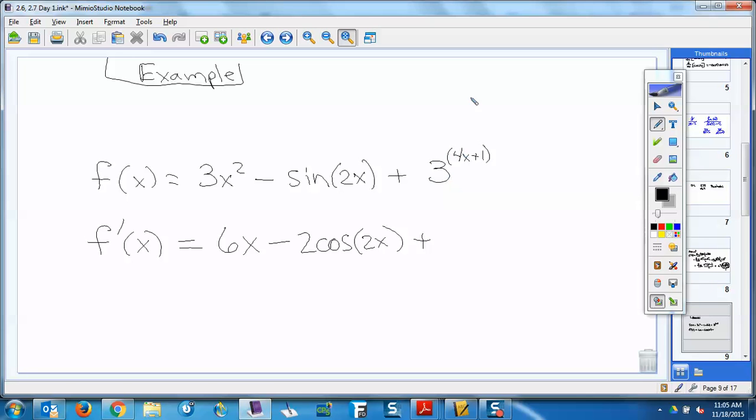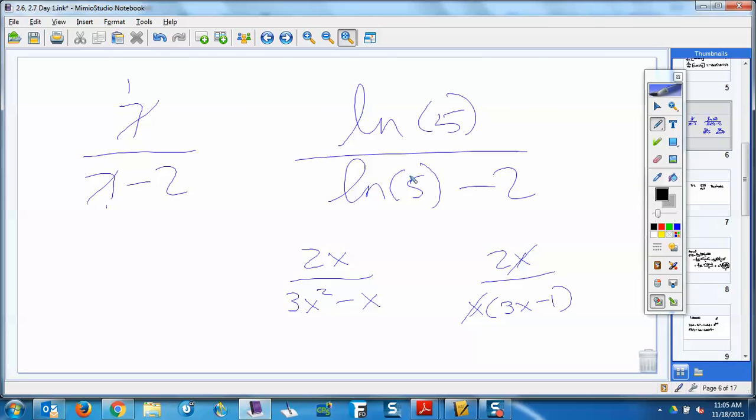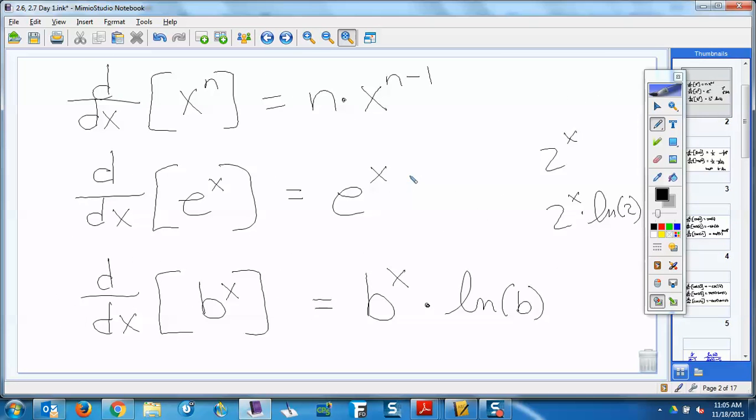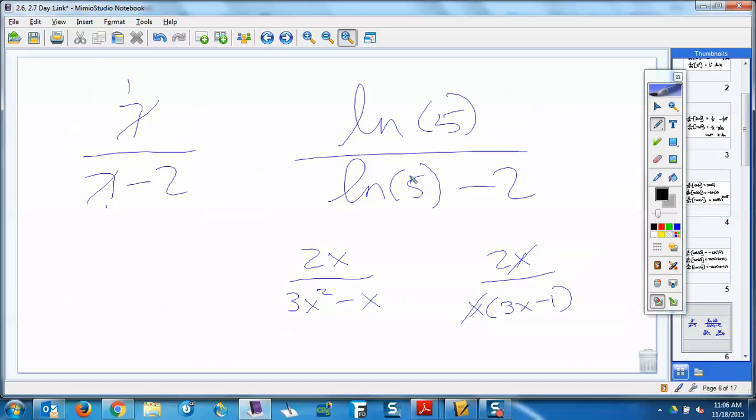This is 3 to the 4x plus 1. You have to think of this as that rule right there. The inside is going to stay the same, right? This is not a power. The one that always gets people is they always want to bring this power down. We don't do that when the x is up in the power. This is this rule right here. It's a number raised to an x, or some x's, which is what we have here.